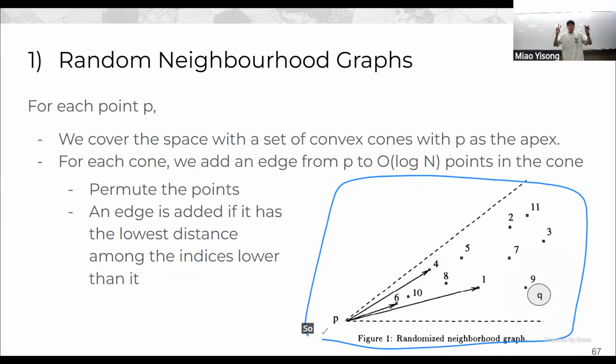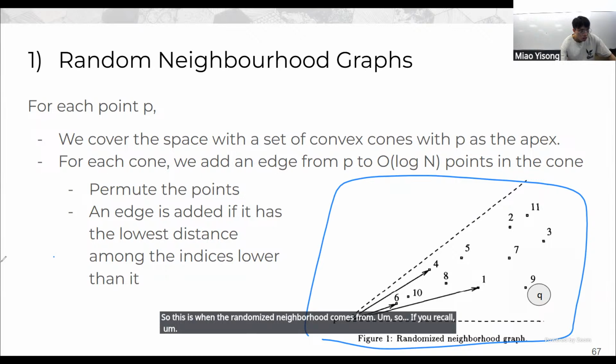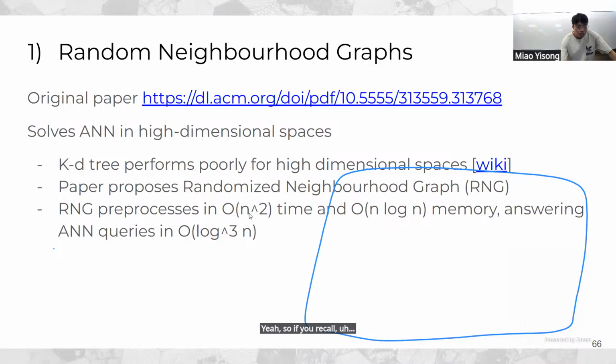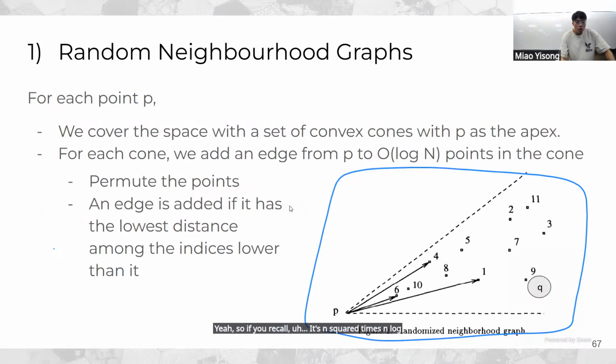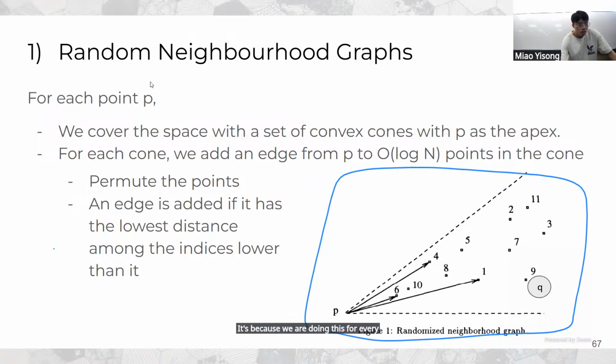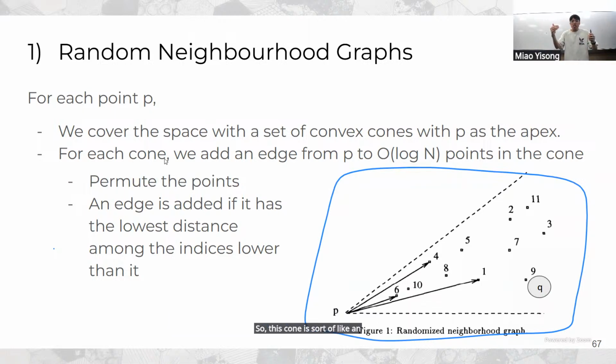So this is where the randomized neighborhood graph comes into play. If you recall, it's n squared time and n log n memory. The reason it's n squared is that we are doing this for every point p, so the O(n) comes into play, and then we are doing this for every cone. The cone count is sort of like an O(n) as well, so n is actually an upper bound.